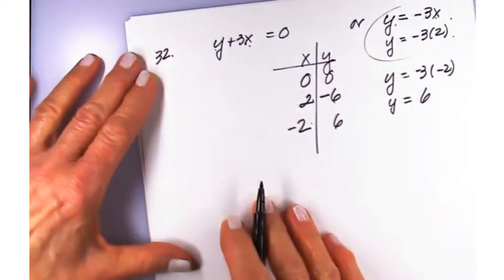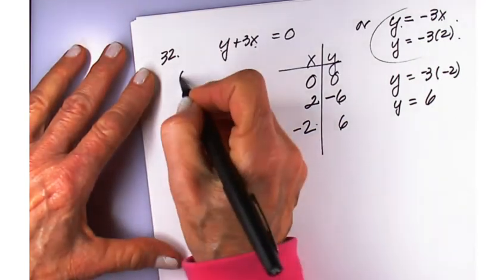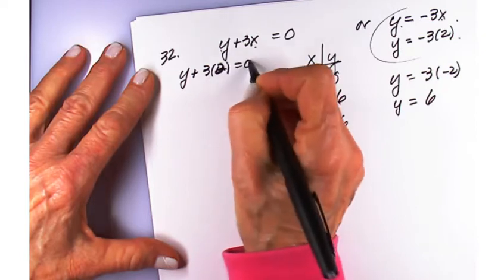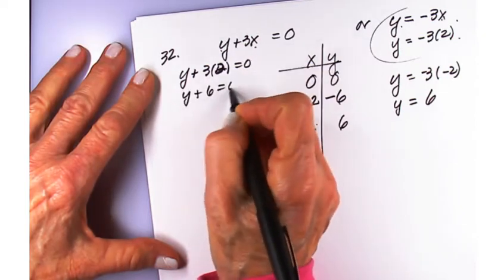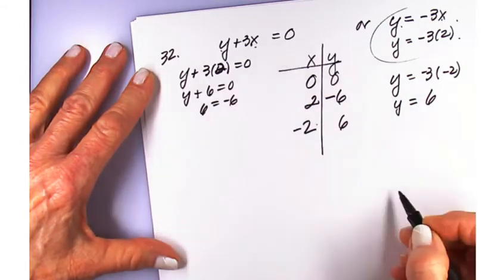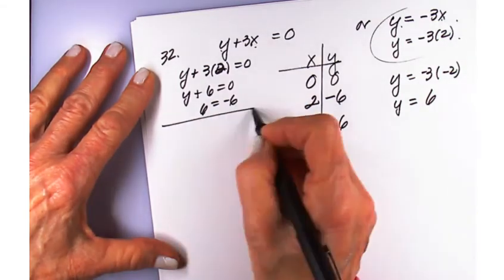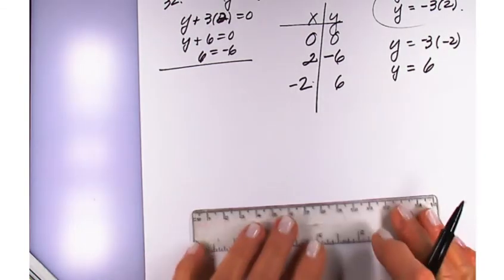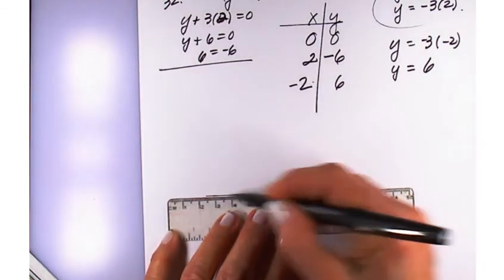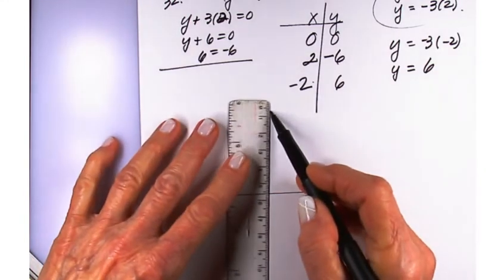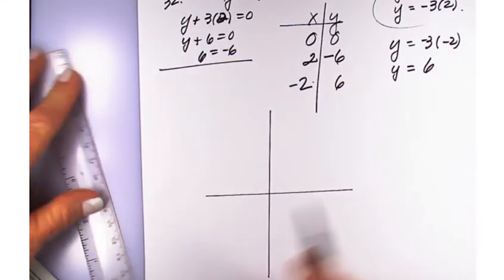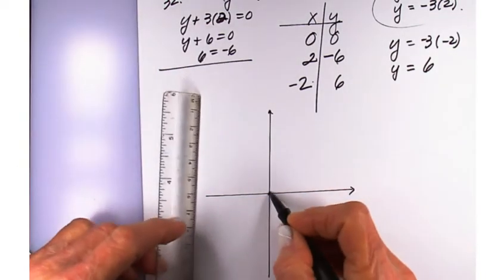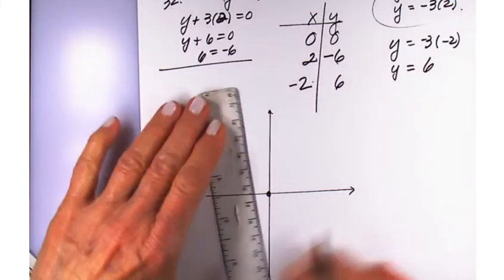You may use this, or you could have done it over here. If you let x equal to 2, you would get y plus 6 is 0, and y is minus 6. Same thing for the minus 2. So we have 3 points, and we only need 2, but the third one is our check. So we're looking at this, and we need the origin. We all know where that is, and I'll probably plot all 3.